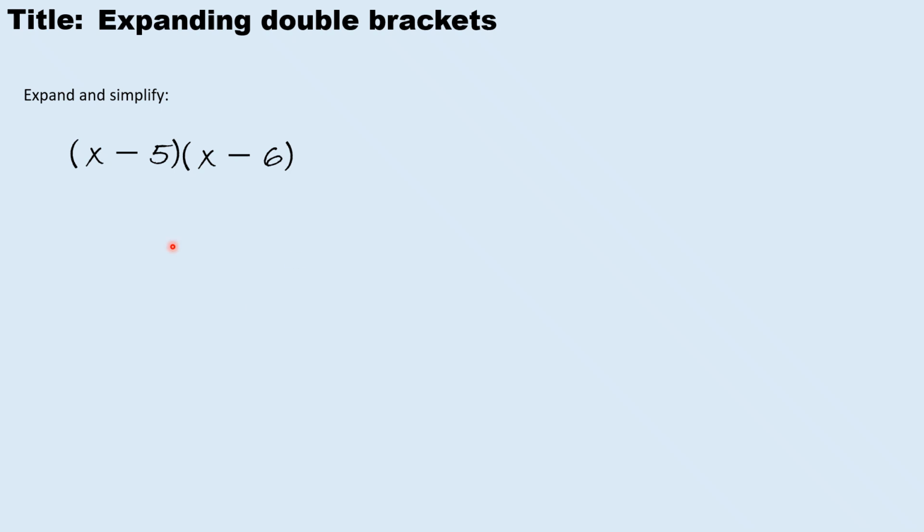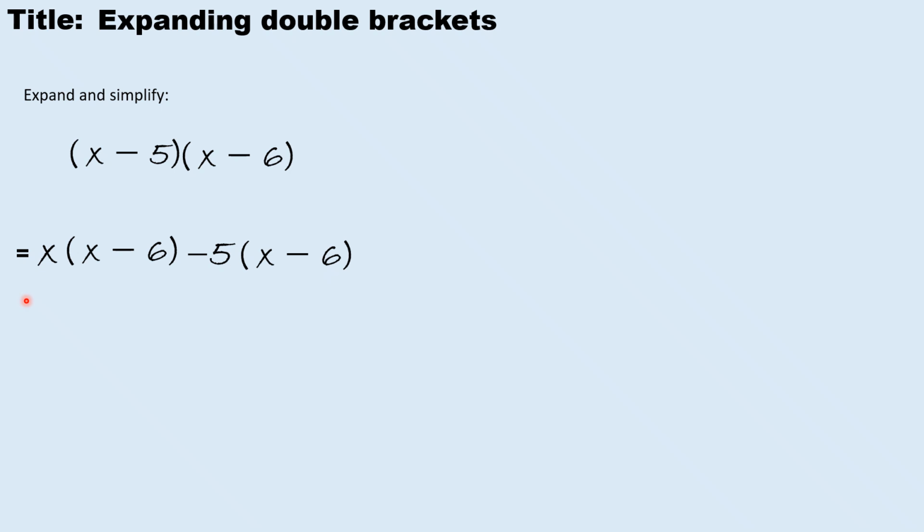Okay, now we have double brackets with different signs or same signs. So let's try. Again, remember we have a double bracket. We can write it in terms of single brackets using the distributive law, meaning our x should multiply throughout our second bracket, and our minus 5 should multiply throughout our second bracket as well. So now we have the single bracket.